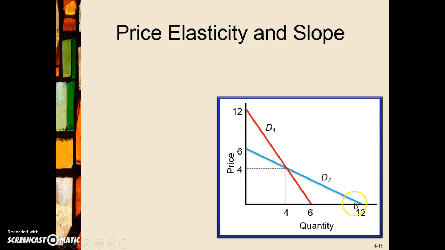For D2, the P over Q portion is 4 over 4. The slope of D2 is 1/2. So 1 over 1/2 equals 2. The price elasticity of demand on D2 is then 1 times 2, which equals 2. So at this point, on D1, the price elasticity of demand is 1/2, and on D2, the price elasticity of demand is 2.